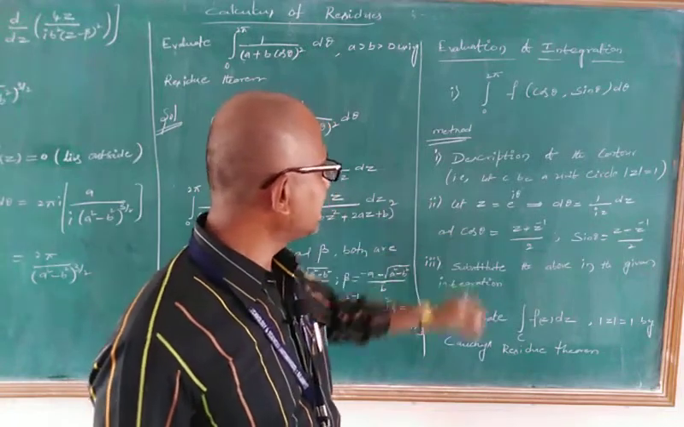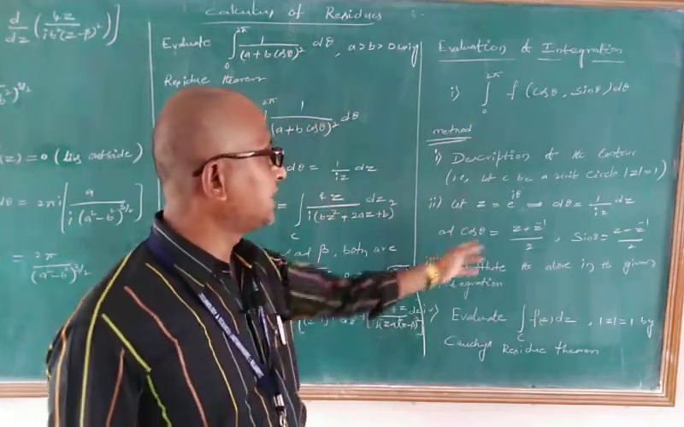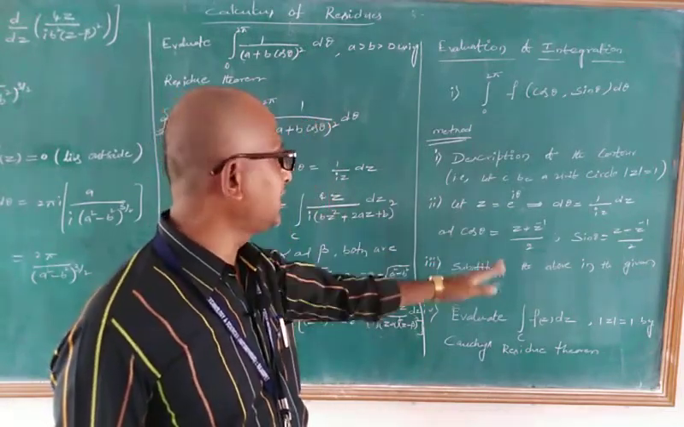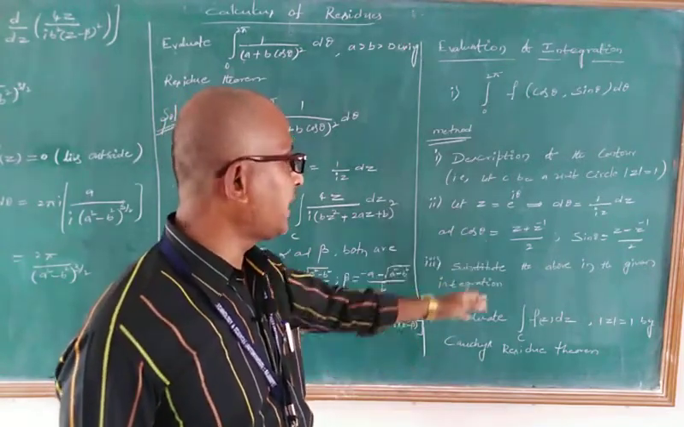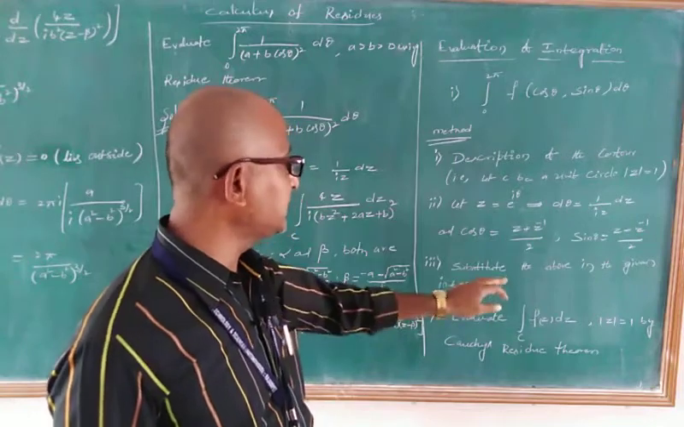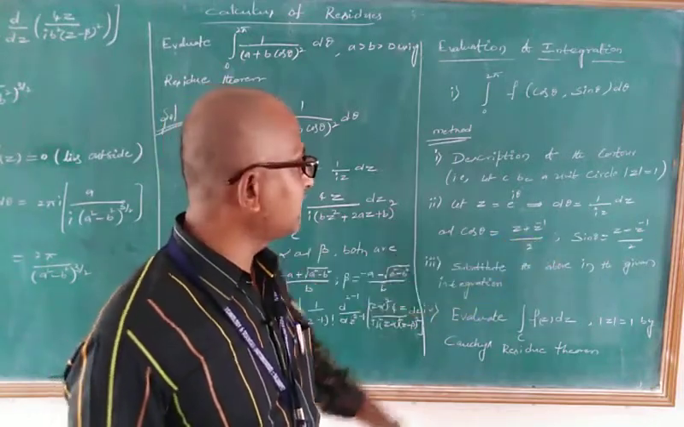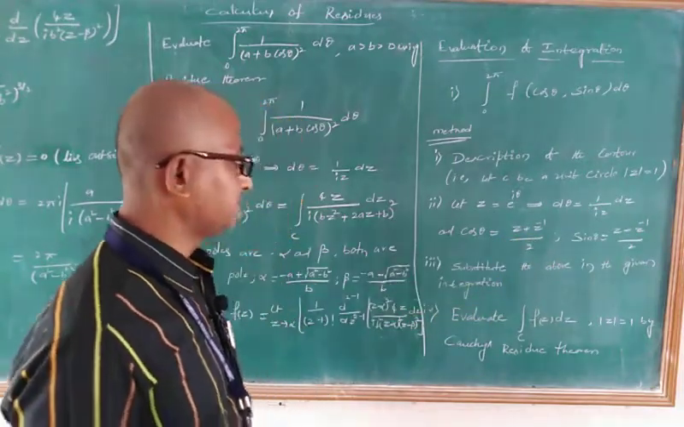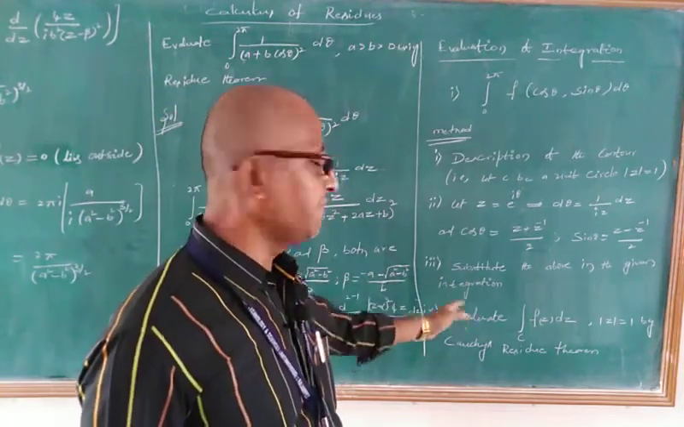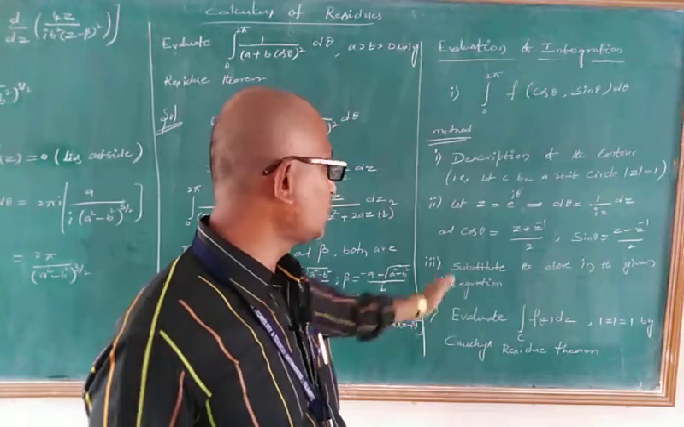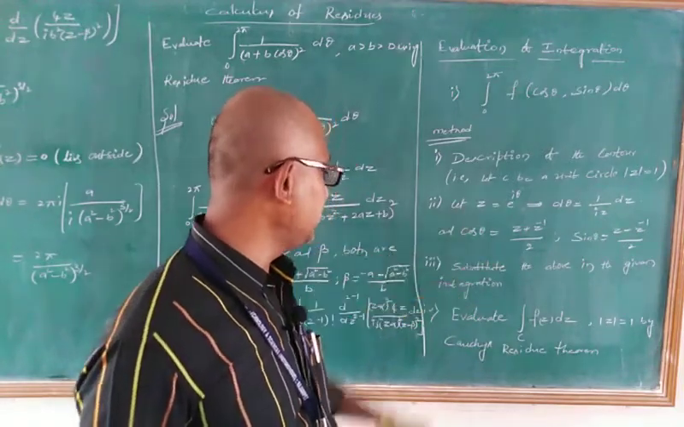Second, let z = e^(iθ), dθ = (1/(iz)) dz, and cos θ = (z + z⁻¹)/2, sin θ = (z − z⁻¹)/(2i). Third, substitute the above in the given integration.